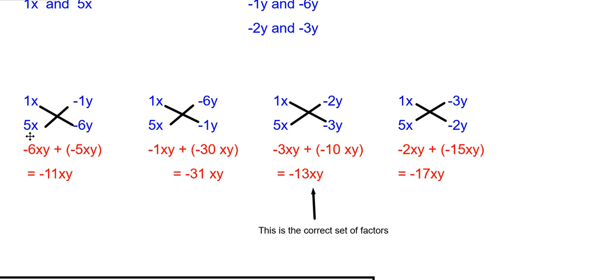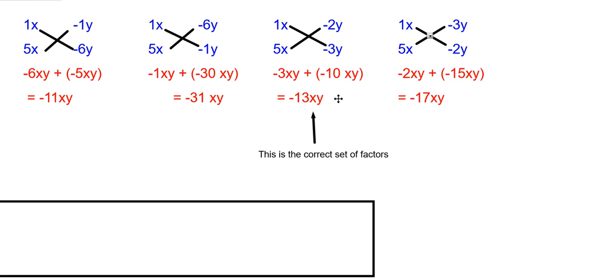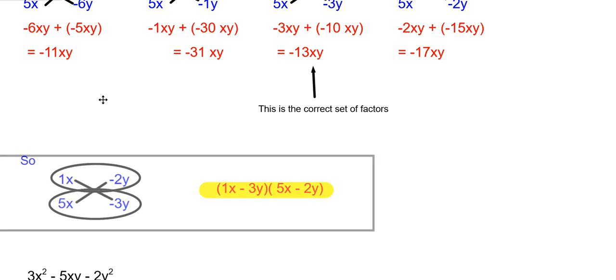First one I went 1x and 5x, negative 1y, negative 6y. That didn't work, so I decided to flip 6 and 1 and see if maybe that would work. Negative 6, negative 1, once again, didn't work. I went with negative 2 and negative 3. That one did give me the correct set of factors. However, I did show you that there is a fourth one if you chose to do negative 3y and negative 2y first. It didn't give you the right one, so you would just essentially flip them to get the correct set of factors. Now that I have the correct set of factors, I'm going to bring that back down.